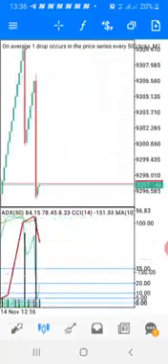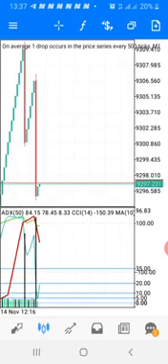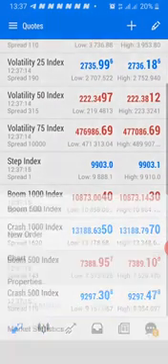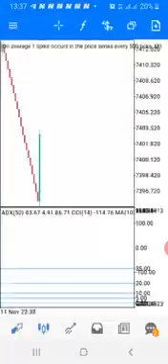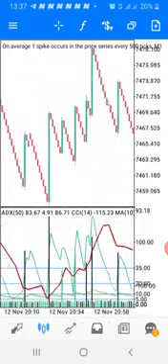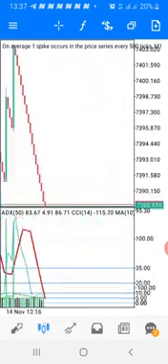It's used to sell Crash, and for Boom, you use it to buy. You don't use this strategy to buy Crash. You use it to sell Crash and buy Boom. So let's just check for Boom 500. You see how this strategy works for Boom 500.